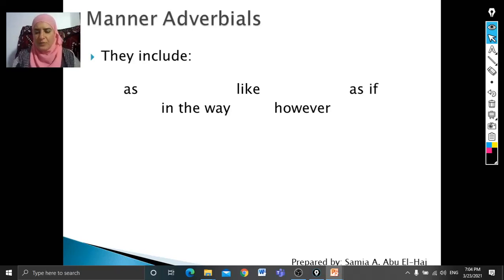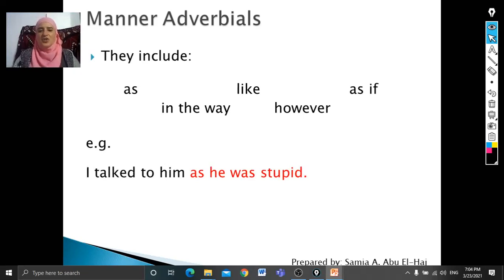So for example, I can say, I talked to him as if he was stupid. How did you talk to him? Like he was a stupid person. Okay, so, I talked to him as if he were stupid. So this is what we mean by manner.